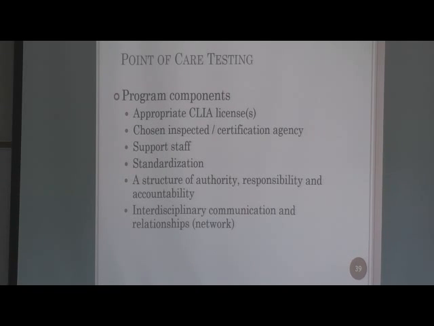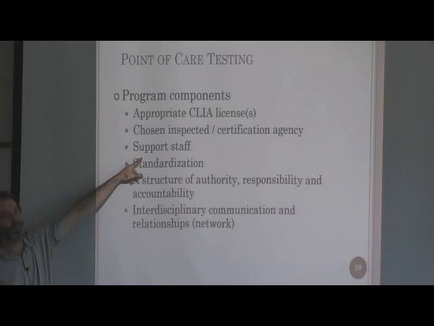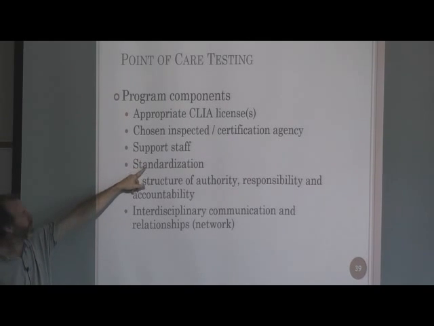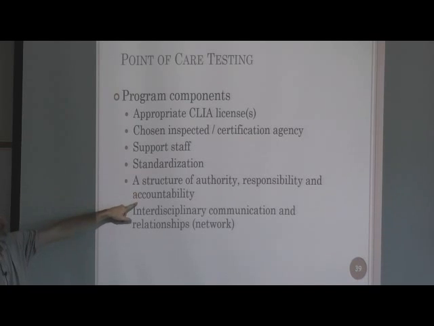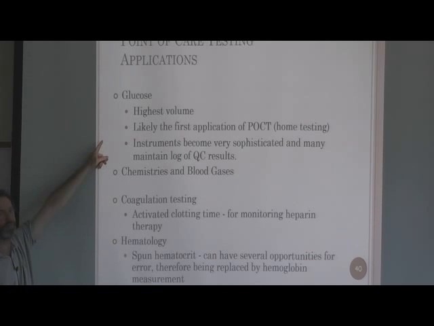So program requirements: an appropriate CLIA license, a chosen inspected certification agency that can be CAP, right? Support staff, standardization, structure of authority, responsibility, and accountability, interdisciplinary communication and relationships. And for point-of-care testing applications, the highest volume is typically what? Glucose, right? Likely to be the first application for a point-of-care test, home testing.